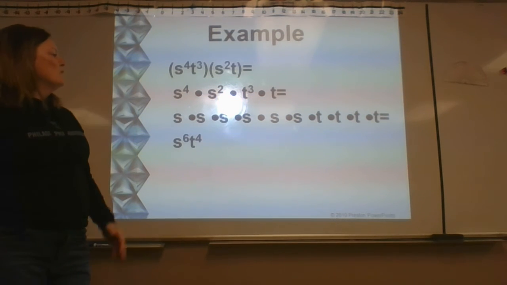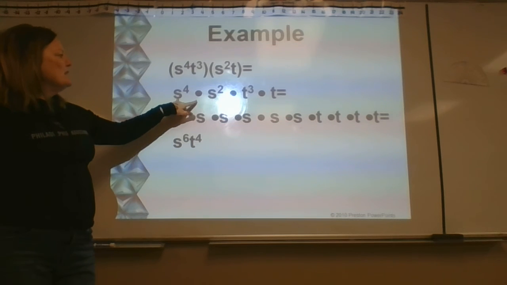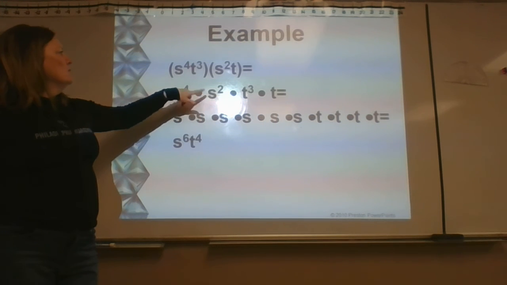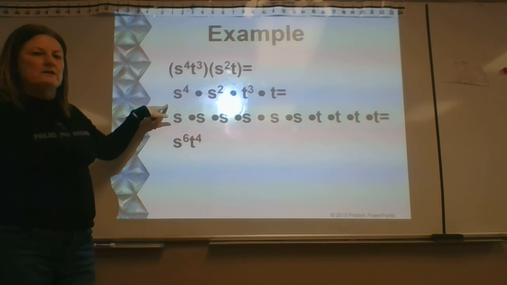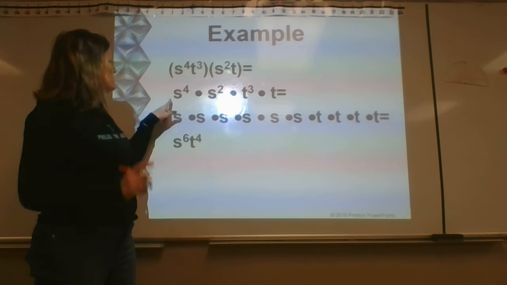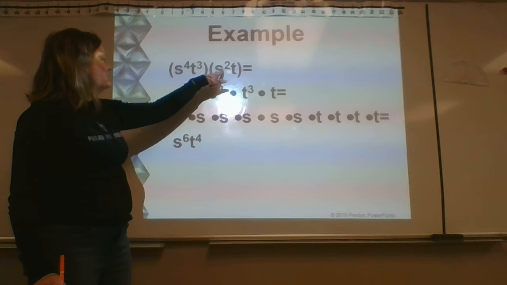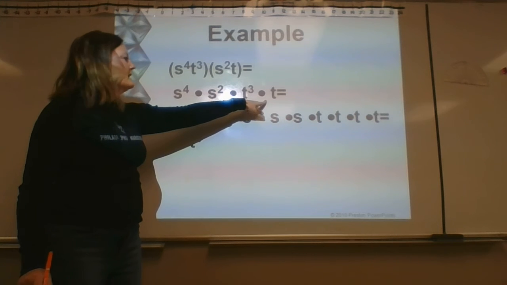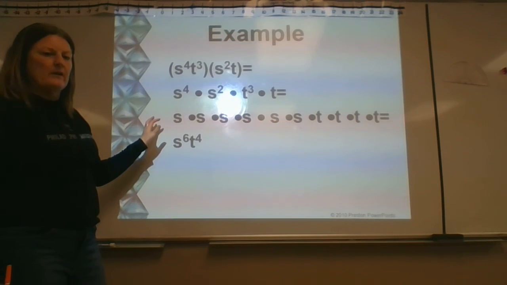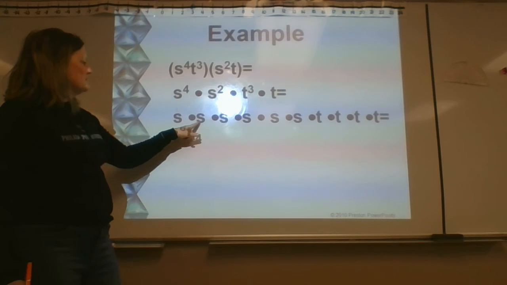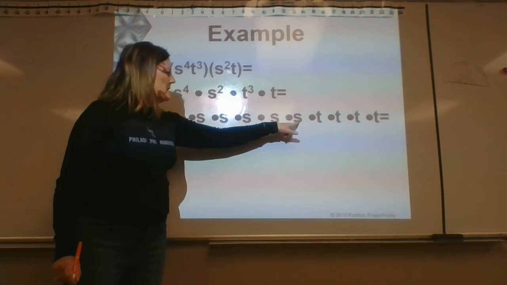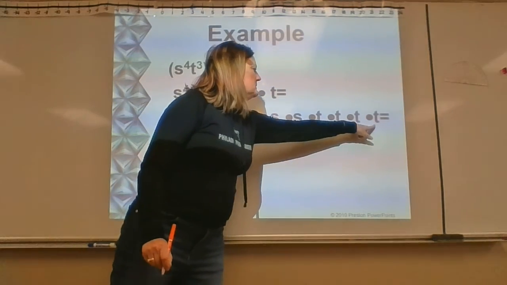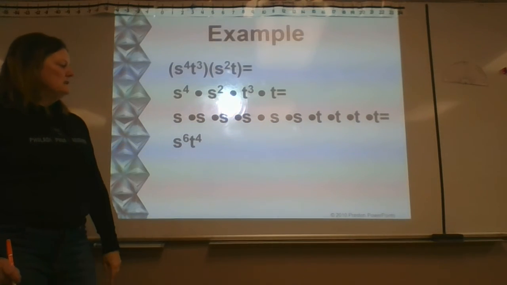So if we look at an example with 2 variables, we can rewrite this in a different order. So multiplication, you can change the order and you still get the same solution. So s to the 4th times s to the 2nd, and then t to the 3rd times t to the 1st. Sometimes that helps students to keep the same variable bases together. So s to the 4th is s times s 4 times, 2 more times, so we get s to the 6th. T to the 3rd times t, we have 3 t's plus another one, and we get t to the 4th.